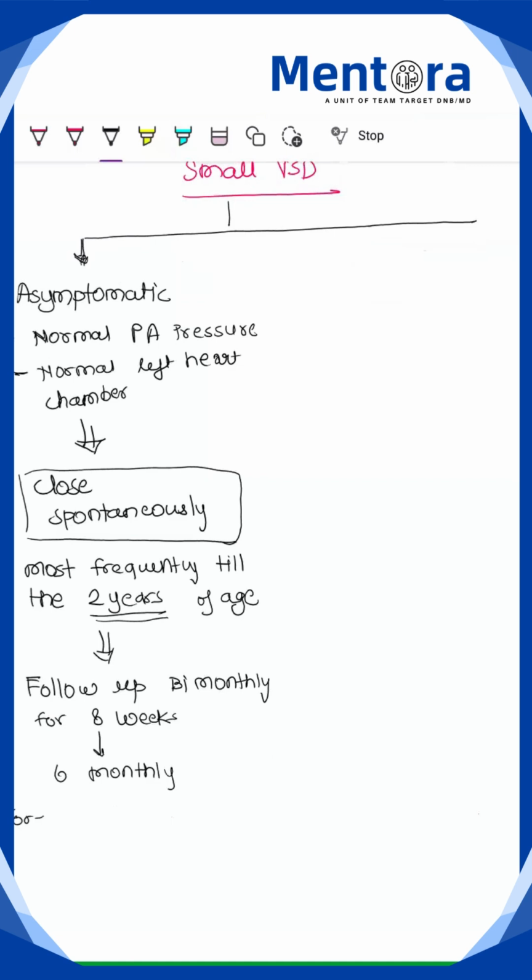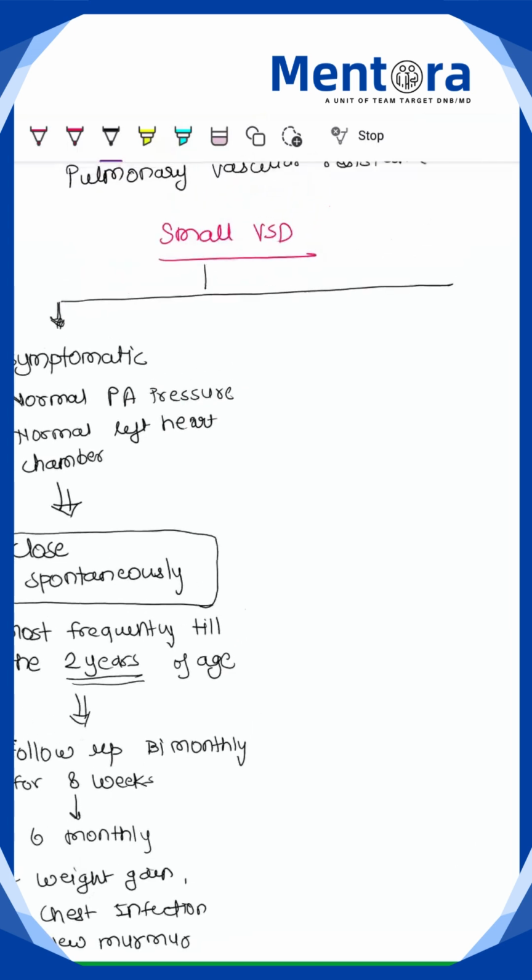What we should look for? We should look for weight gain, whether child is gaining weight or not, any chest infections, and onset of any new murmur. Most of the small asymptomatic VSD close spontaneously.